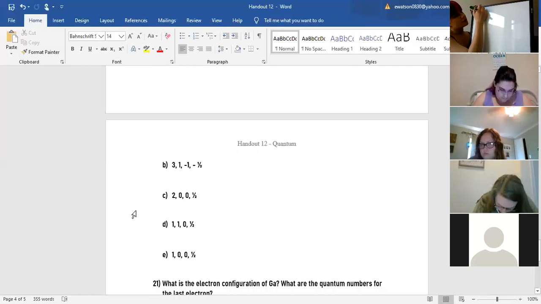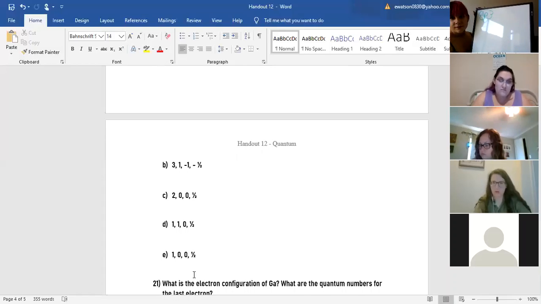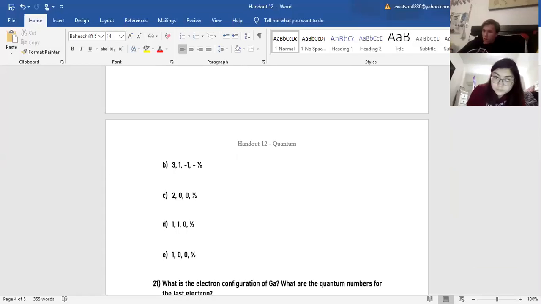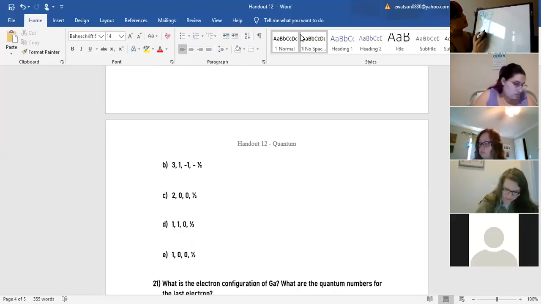So looking at D, we're in the first energy level. What orbital? You guys remember part A? This does not exist. It cannot exist. So automatically, we don't have to do anything else. We already know this one doesn't exist, right? So 1p can't exist, so D is invalid.